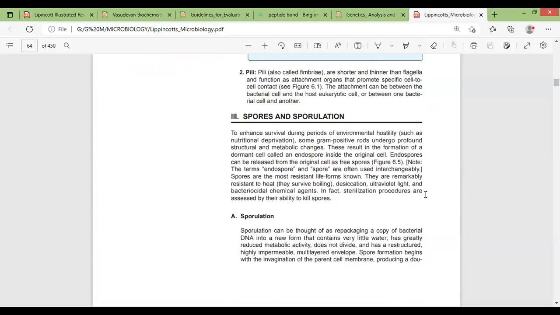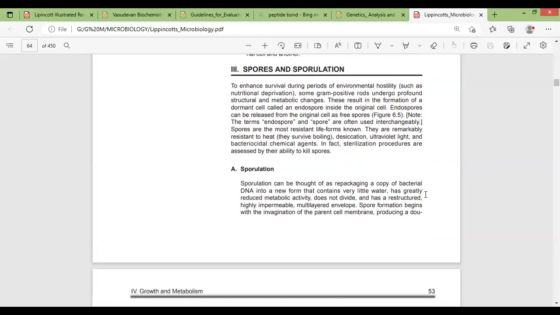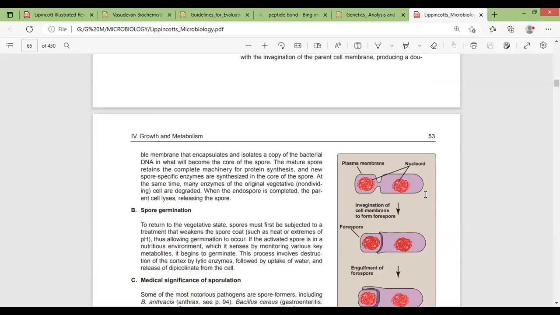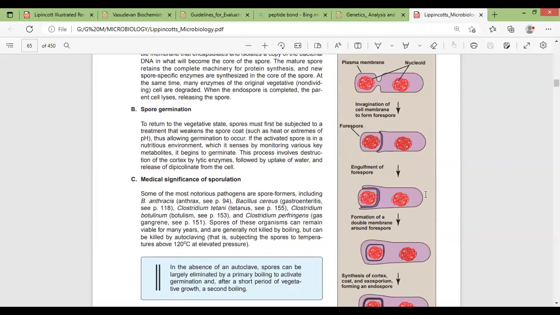So let's go to spores and sporulation, because for the spore, I don't know if anyone can remember any one organism that actually produces spore, or even if they can remember what a spore is. Is it Clostridium? I don't know. Yeah, Clostridium.